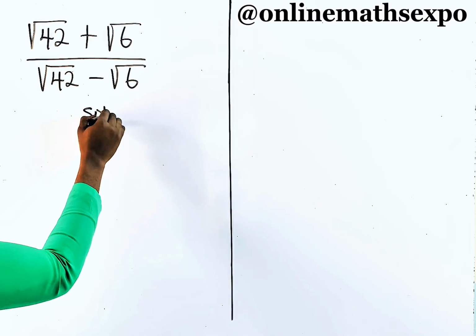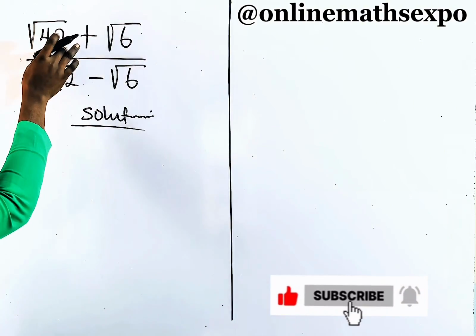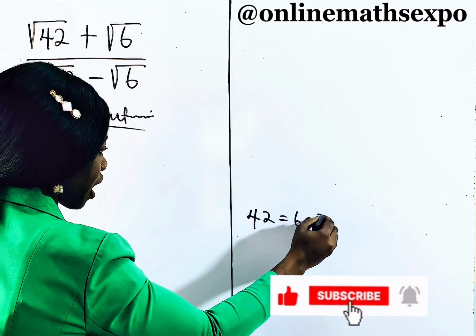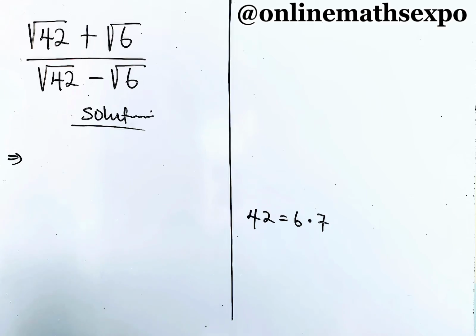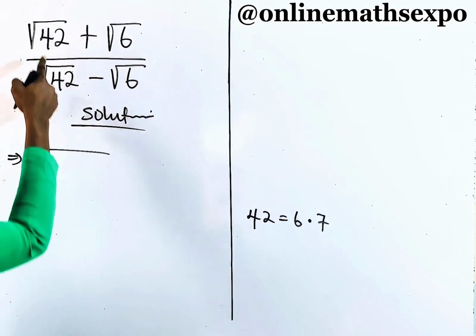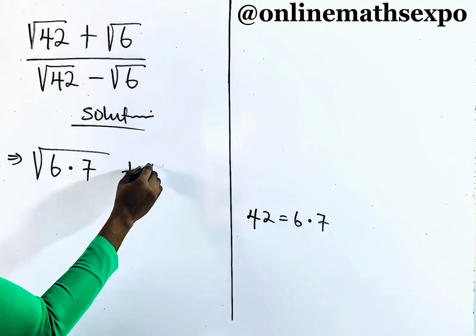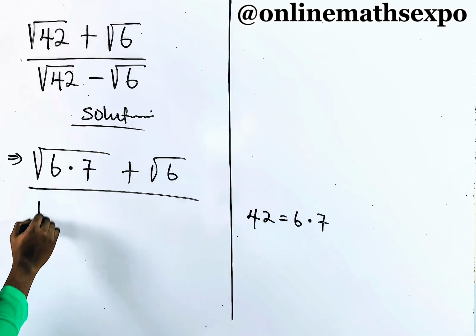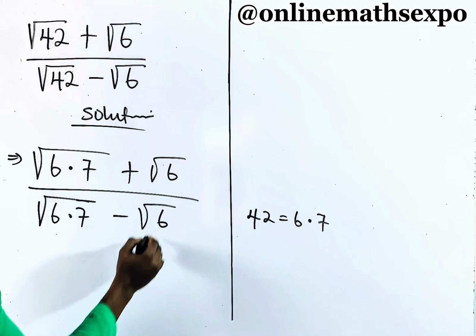So we begin with our solution. To simplify this, we know too well that 42 is the same thing as 6 multiplied by 7. There is no perfect square in 42, so in that case, we can go with 6 and 7. So this is the same as root of 6 multiplied by 7 plus root of 6, divided by, repeat the same here, root of 6 multiplied by 7 minus root of 6.